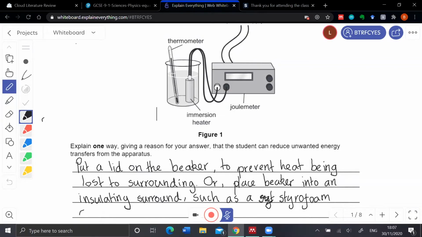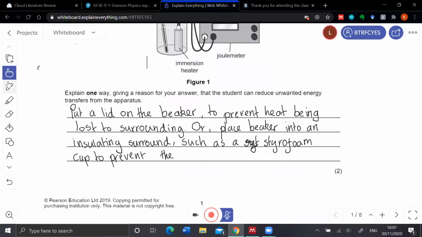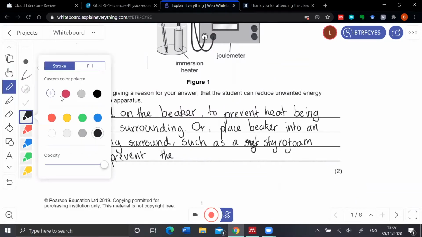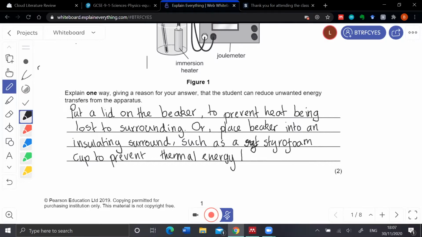Styrofoam cup to prevent heat loss again. So to prevent thermal energy loss, we'll say. So thermal energy loss. Okay, definitely got 2 marks there. There's 2 things you can do, they're both correct.